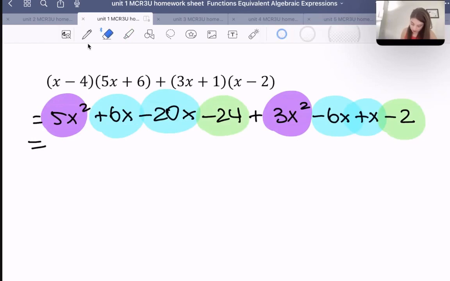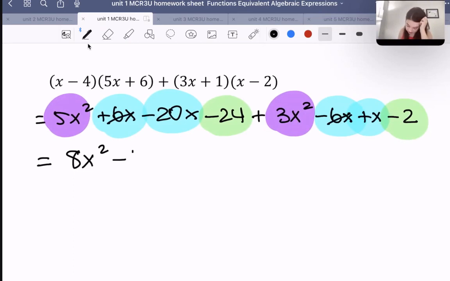So let's start with our x squared terms, or our purple terms. That's going to be 5x squared plus 3x squared, which must be 8x squared. Then we have a bunch of blue terms. So we have minus 20x and minus 6x to get minus 26x. Or actually, we could just say these two cancel each other out. What are the other two going to be? The other two will be minus 19x. So actually, that's a bit easier. Let's just do it that way instead of trying to add all these things up. And then we have minus 24 minus 2, which is minus 26.